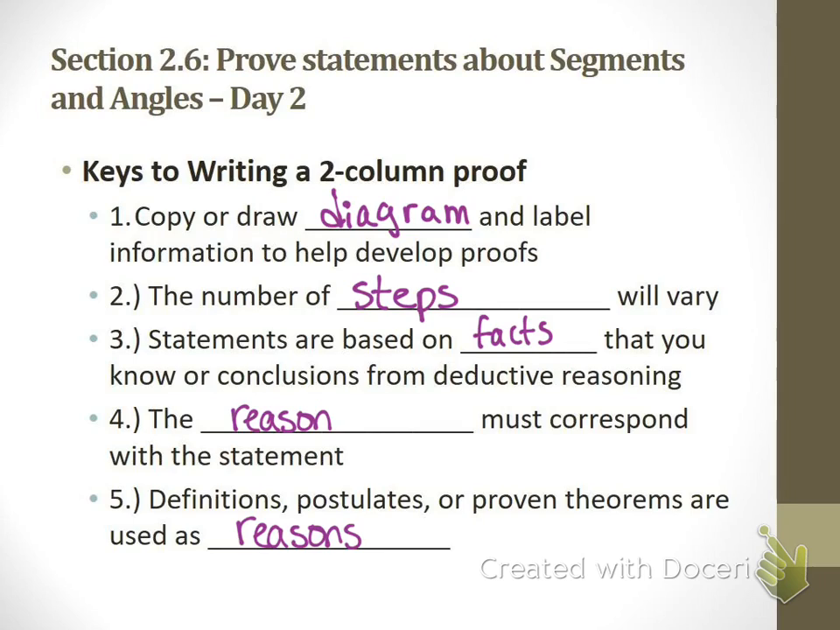We also use properties. We've done that a lot. The addition property, reflexive property, transitive property. We will also use definitions and postulates. We've used some of those. Definition of congruence, angle addition postulate, segment addition postulate. Or if you have proven a theorem already within your proof, then you can use that moving forward.